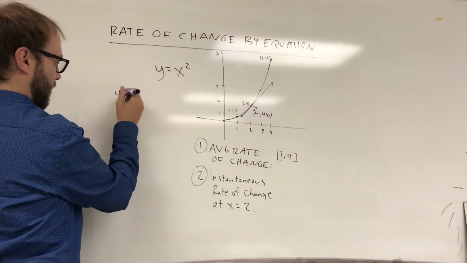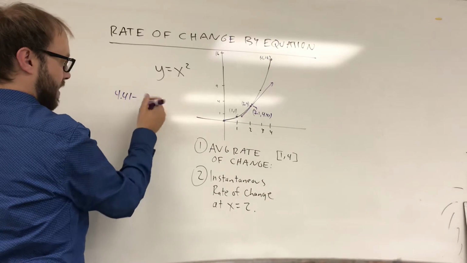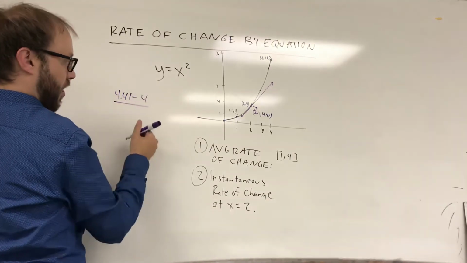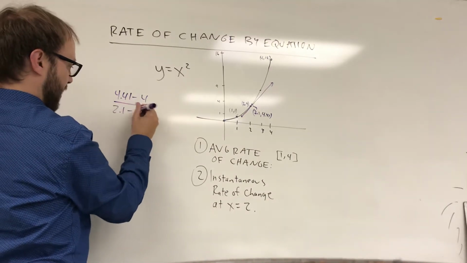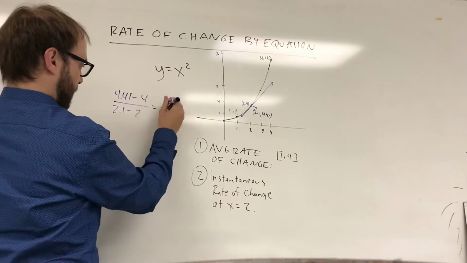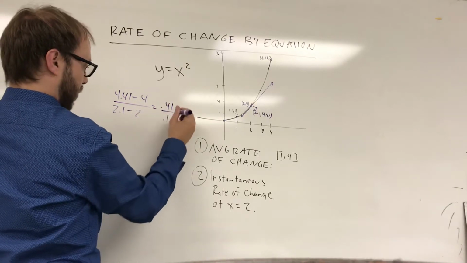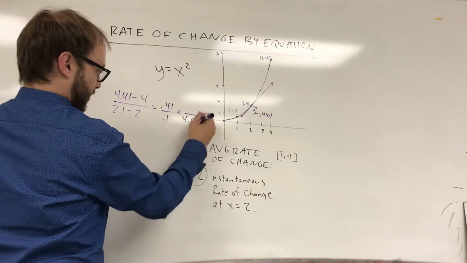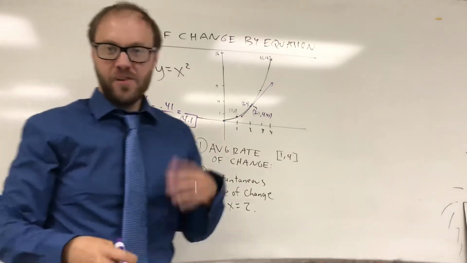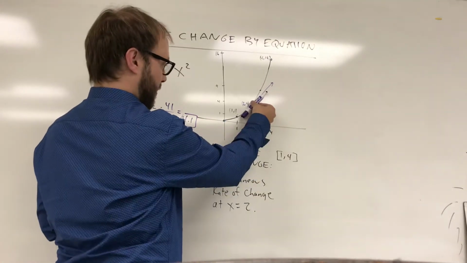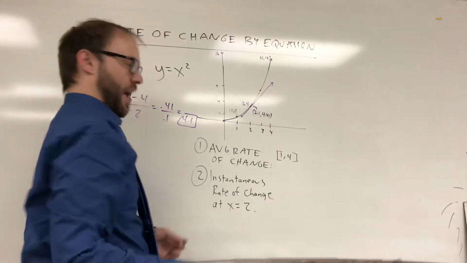So that's change in y, 4.41 minus 4, over the change in x, 2.1 minus 2, and we get 0.41 divided by 0.1, which is going to be about a slope of 4.1. Okay, so that's a pretty good estimate. This is telling us this slope here would be about 4 at that point.